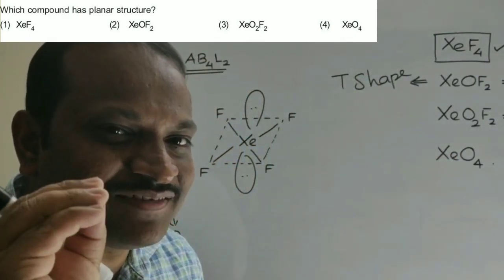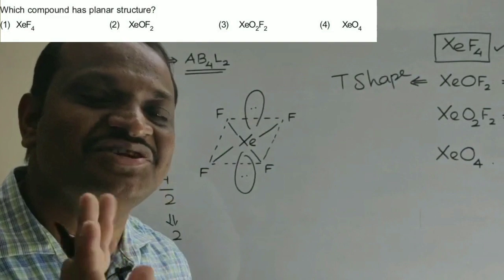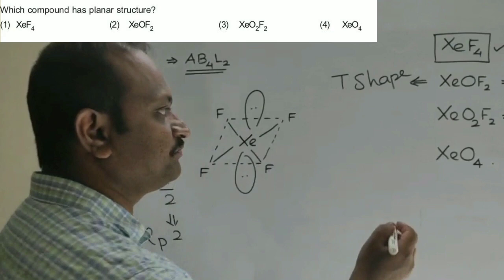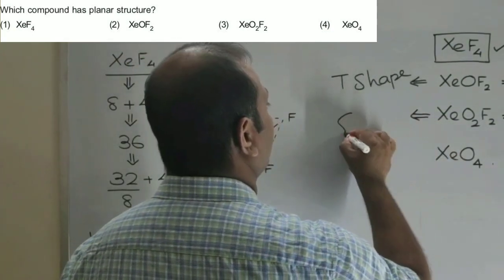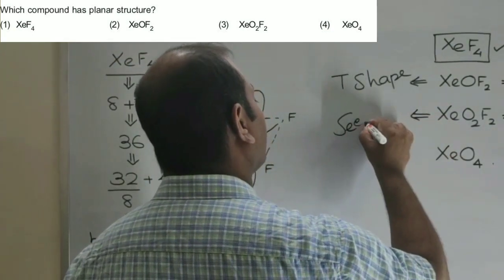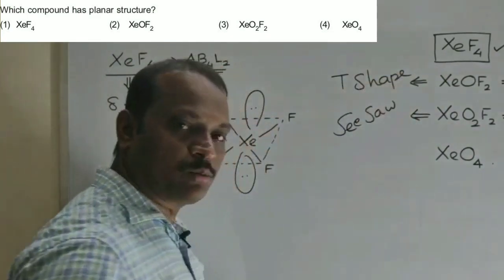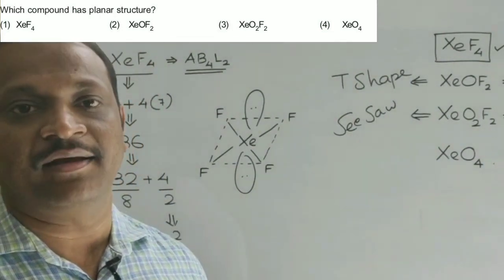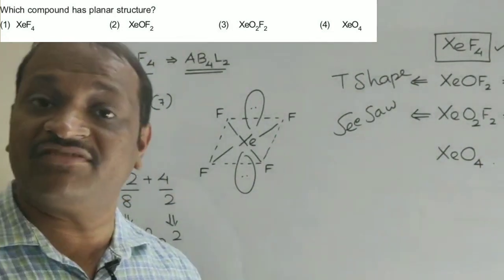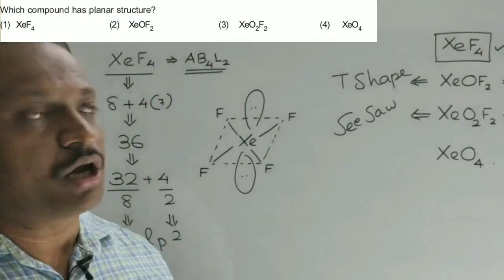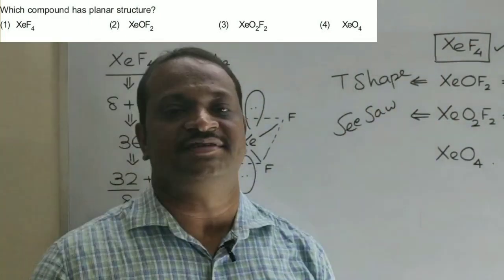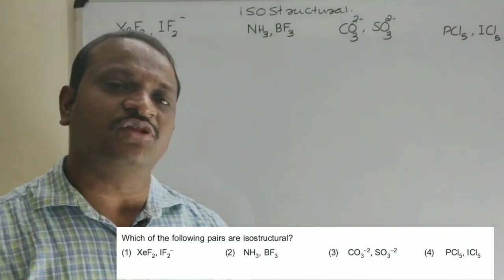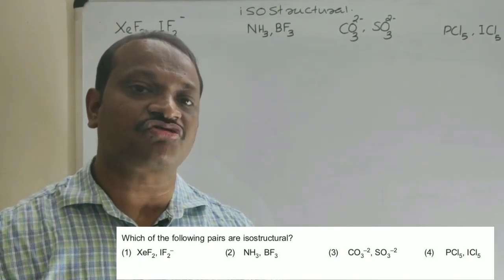AB4L is an important structure. You studied the same structure in the case of SF4. What is the geometry of that? It's a seesaw shape. So in this case, we have AB4L, and you can write seesaw shape. And what about XeO4? Please try to understand, it's an example of a tetrahedral shape because you have sp3 hybridization there. So in this particular question, our answer is XeF4. It has a square planar structure. In this question, which of the following compounds is isostructural?